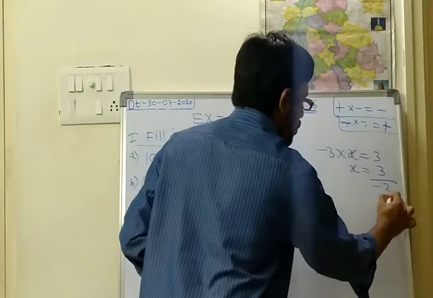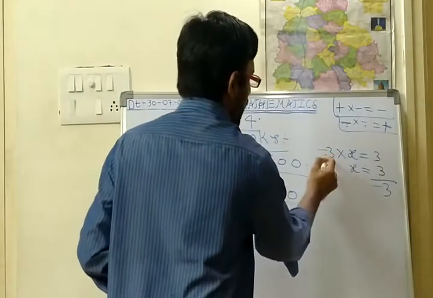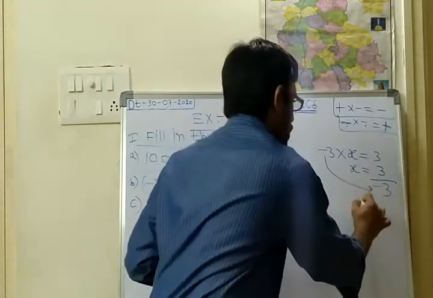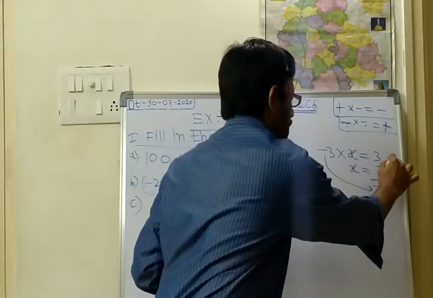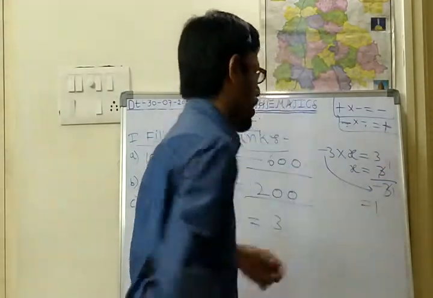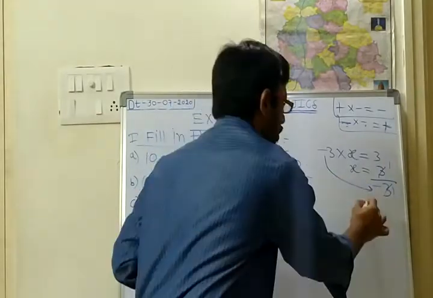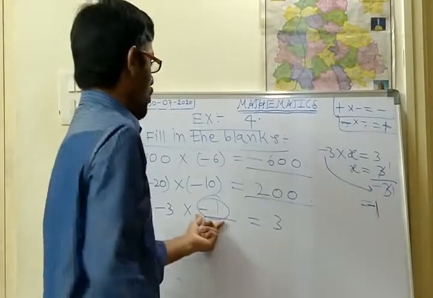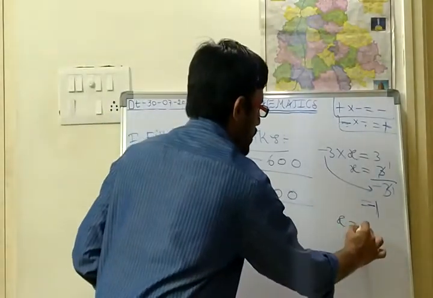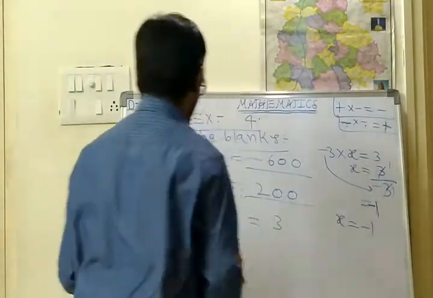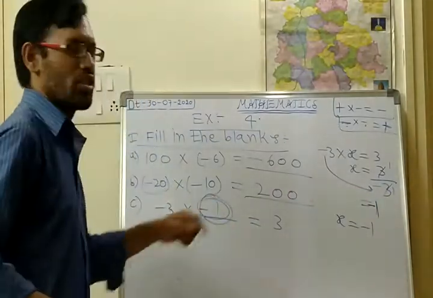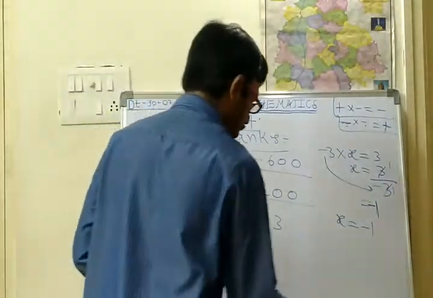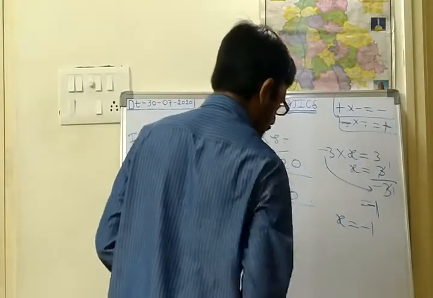So down here you should write minus 3. This minus 3 will go down. Now 3 by 3 cancels, and 1 will come. Here already minus is there, so you should keep the minus. So the answer is minus 1. So what is x? x is equal to minus 1. You have to do it like this. Okay, so this is about this bit. Okay, next step.